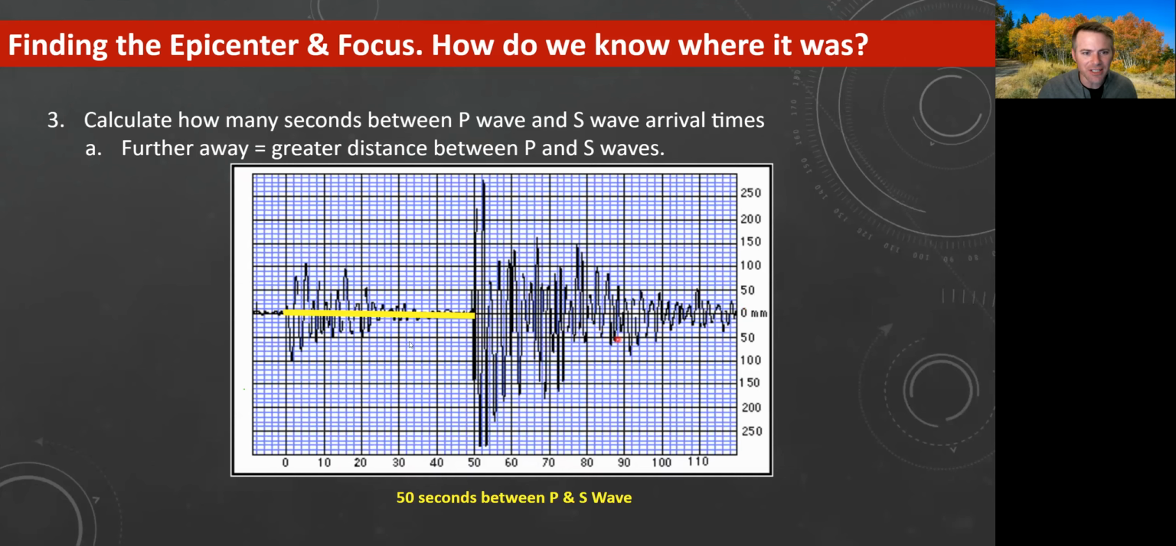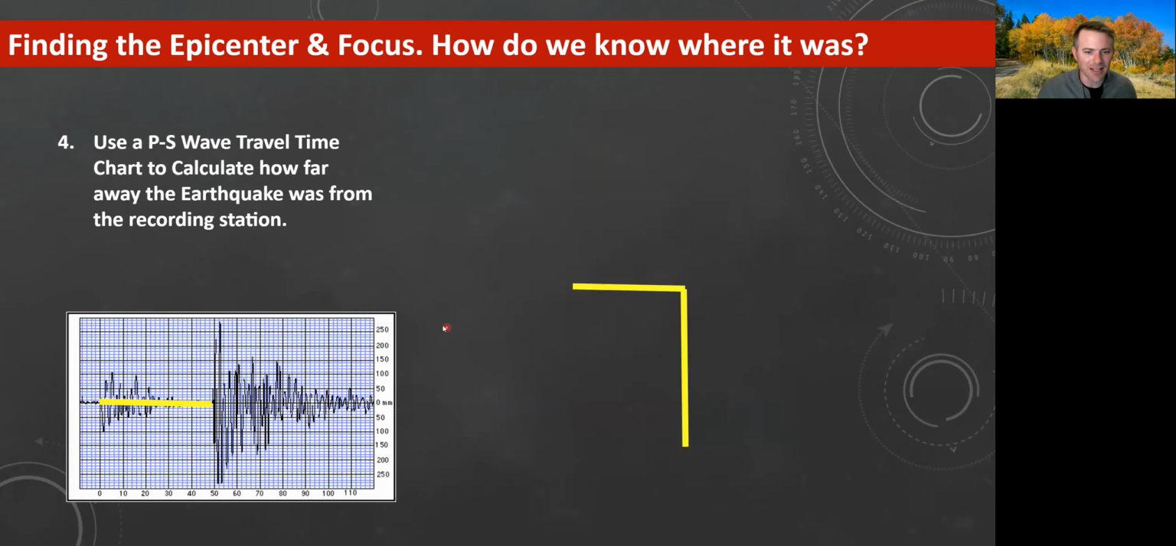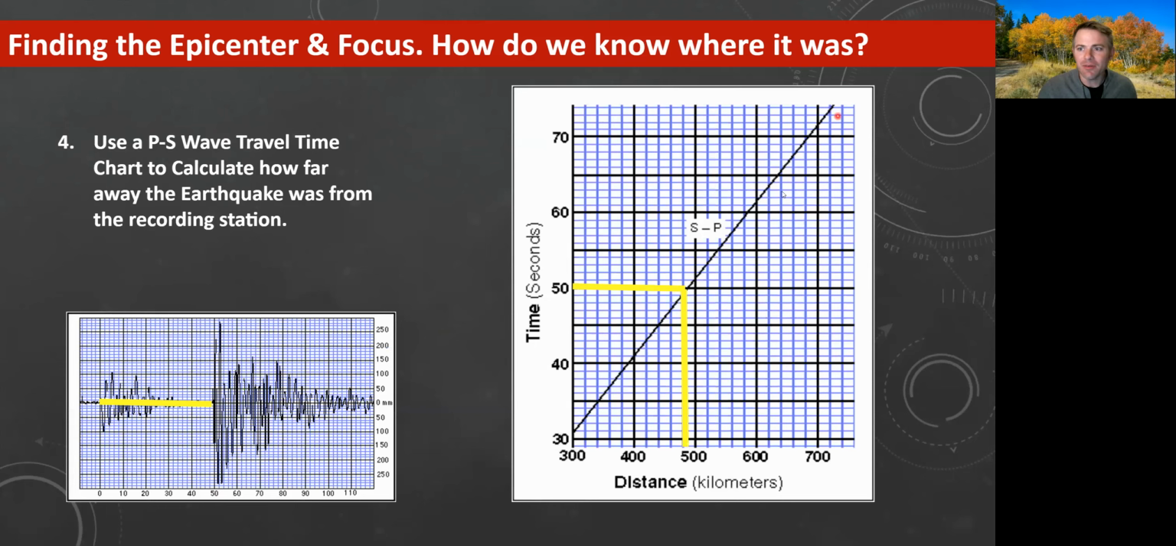You do the measuring. And in this case, it's like 50 seconds or somewhere in that neighborhood. And luckily for us, geologists and seismologists have come up with what we call this S minus P travel time curve. We basically know how fast waves travel through different rocks. And if we know it took 50 seconds, we should be able to use distance equals rate times time to figure out how far away it was.